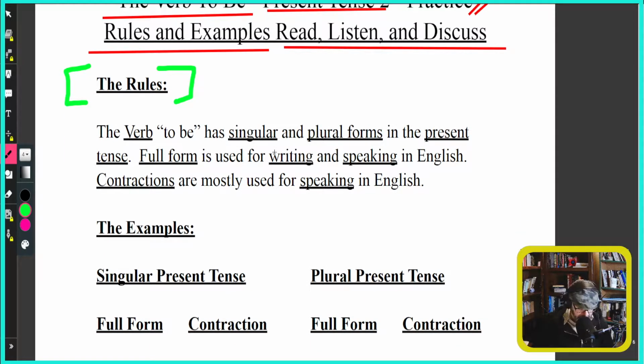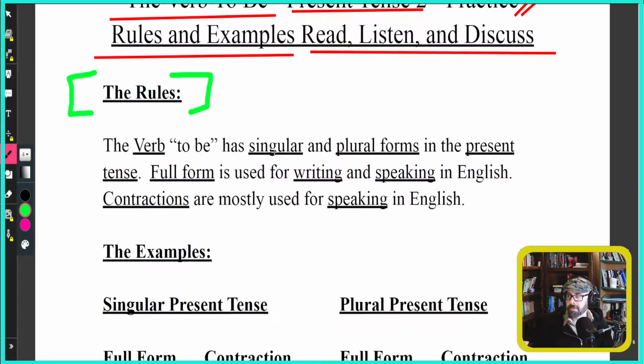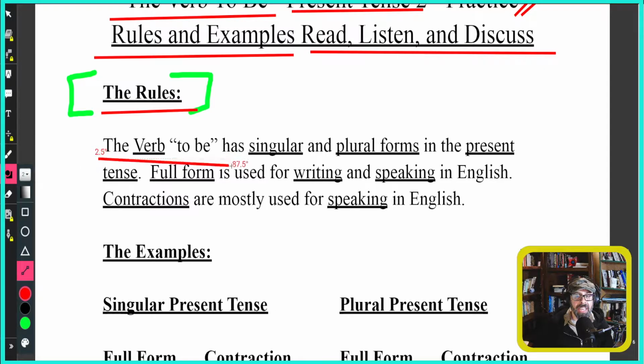Let's see. Can we make this a little bit bigger? Okay. Maybe a little bigger there. Okay. All right. The rules. Let's take a look at the rules for the verb to be present tense. Okay. All right. So the verb to be has singular, one, or plural forms, plural, more than one, in the present tense. Okay, so singular or plural in the present tense.